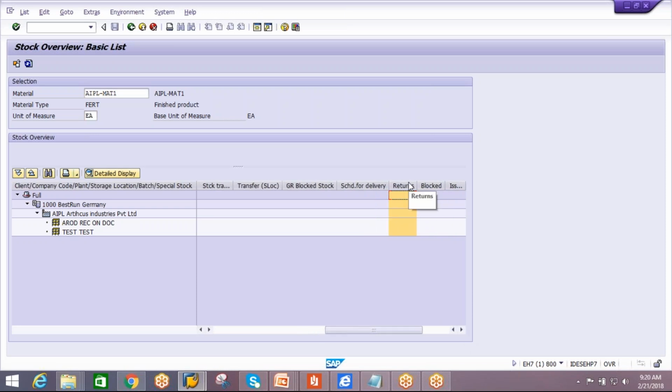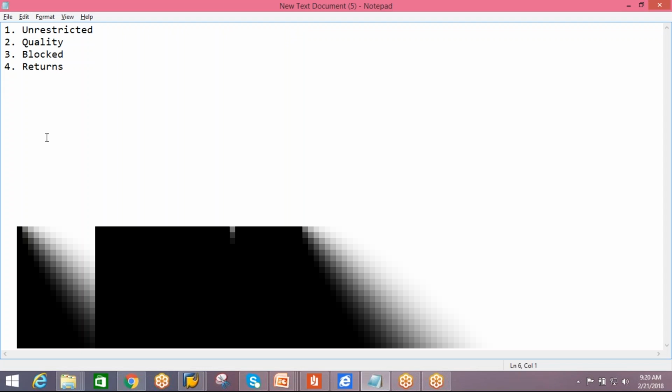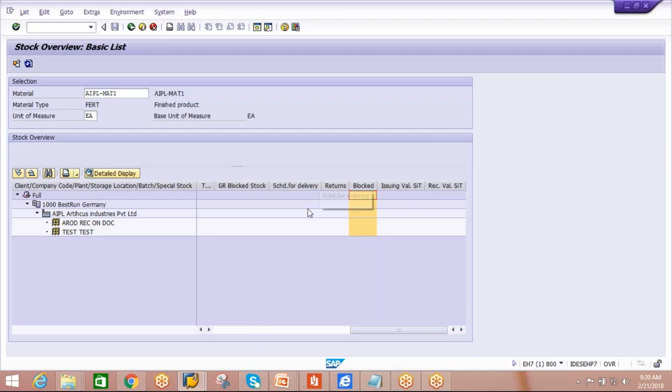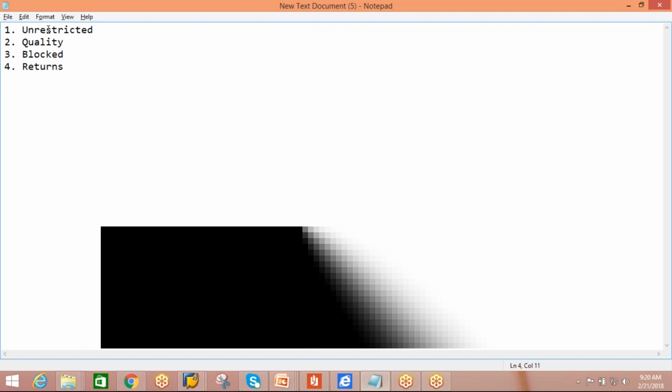Returns fall under return stocks. Blocked falls under blocked stock. And issuing SIT, receiving value SIT, etc., those also fall under unrestricted. If we see our ECC stock types, or any other ERP stock types, they are only categorized into four: unrestricted, quality, blocked, returns. These only. Whatever the stock type here, it falls under these four only.